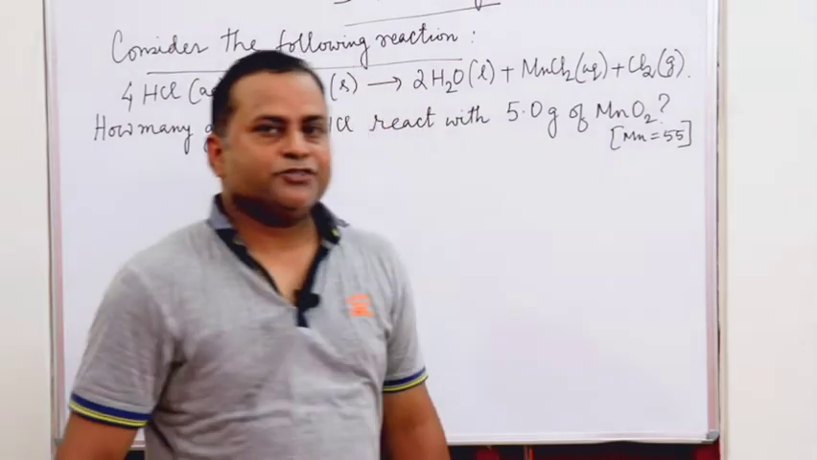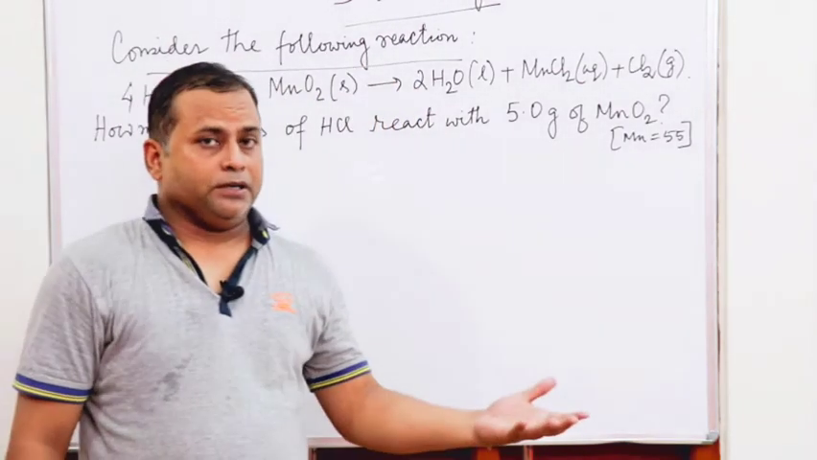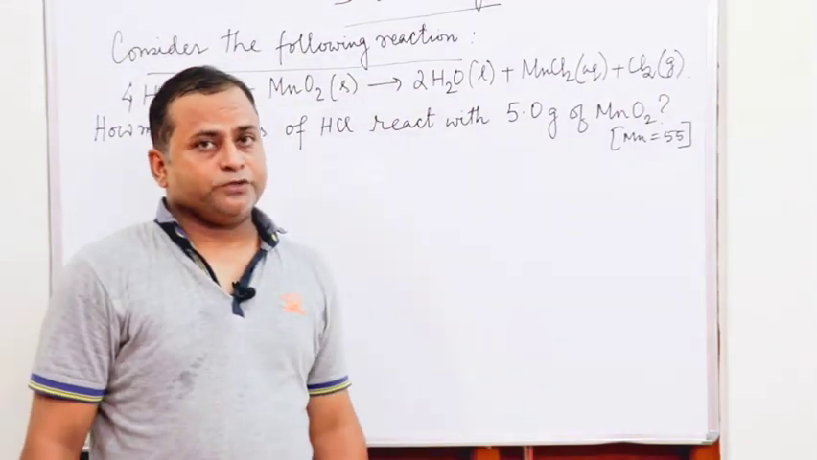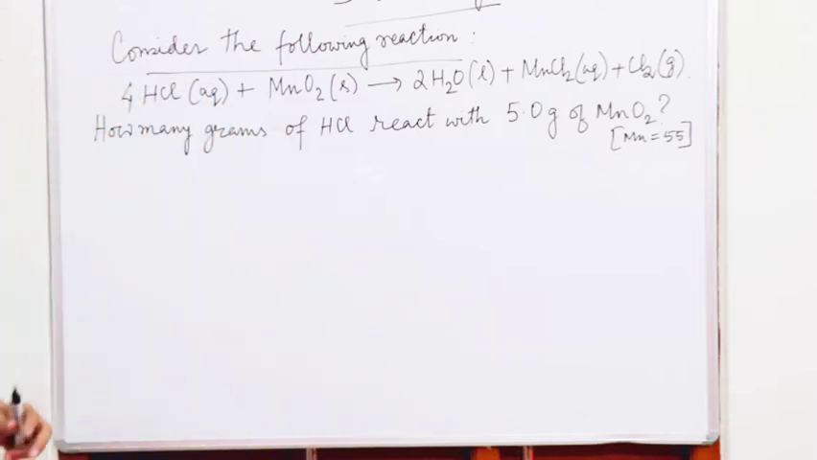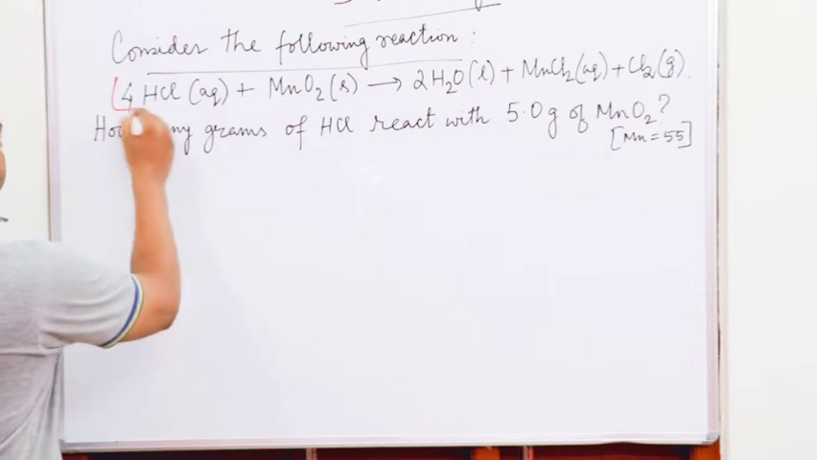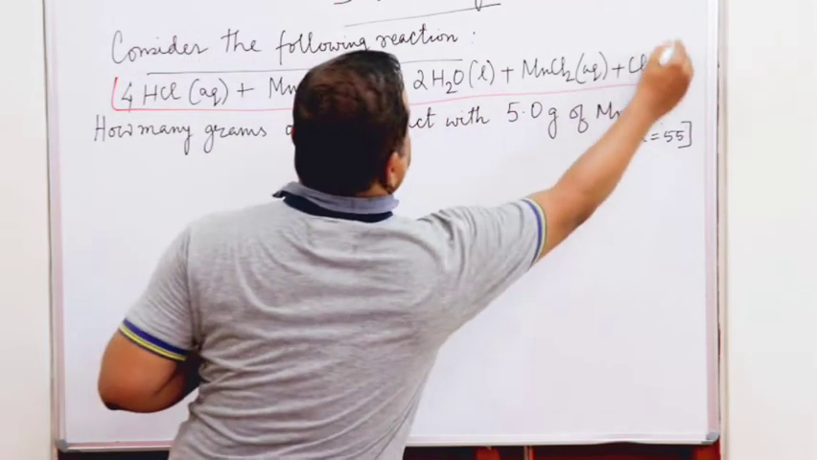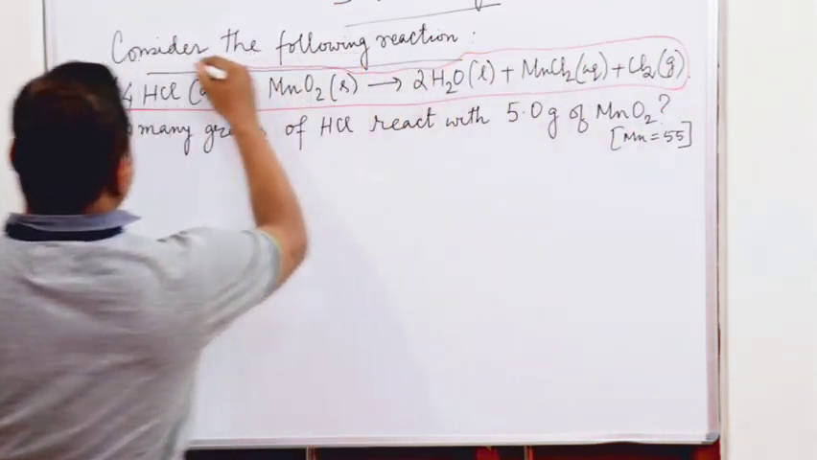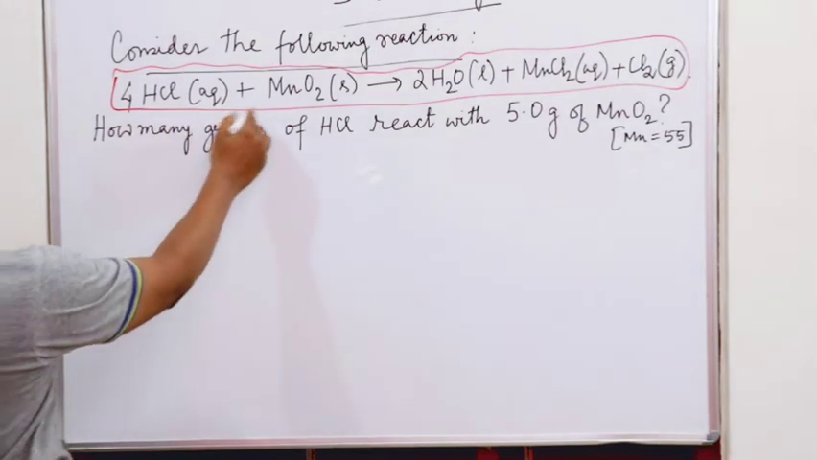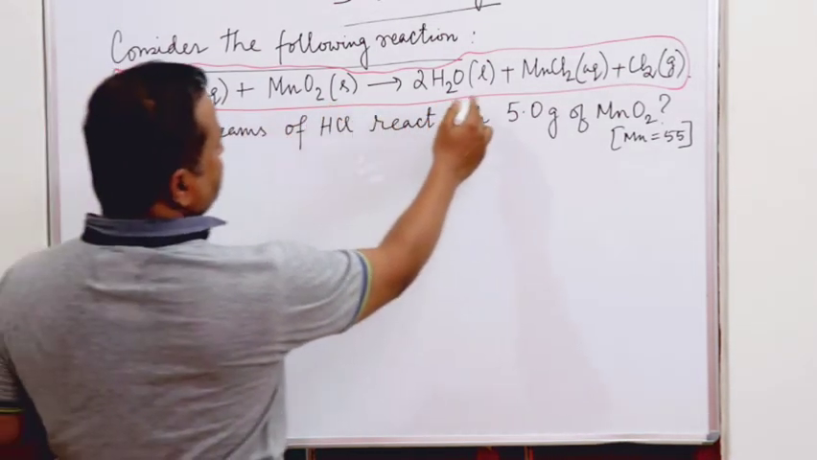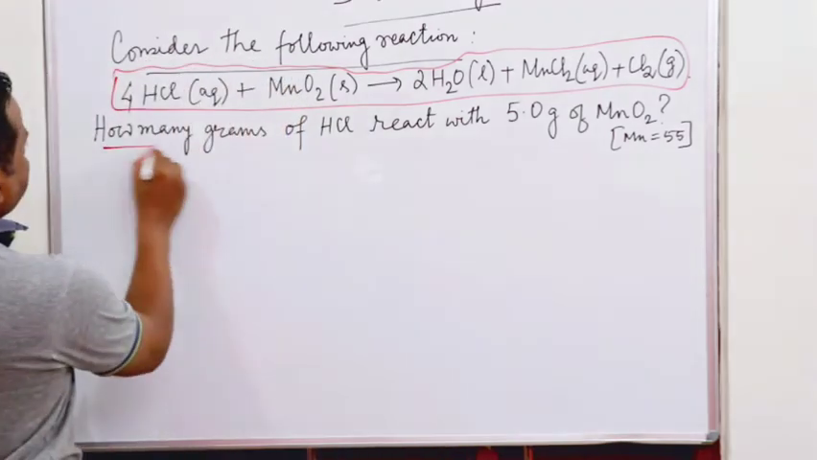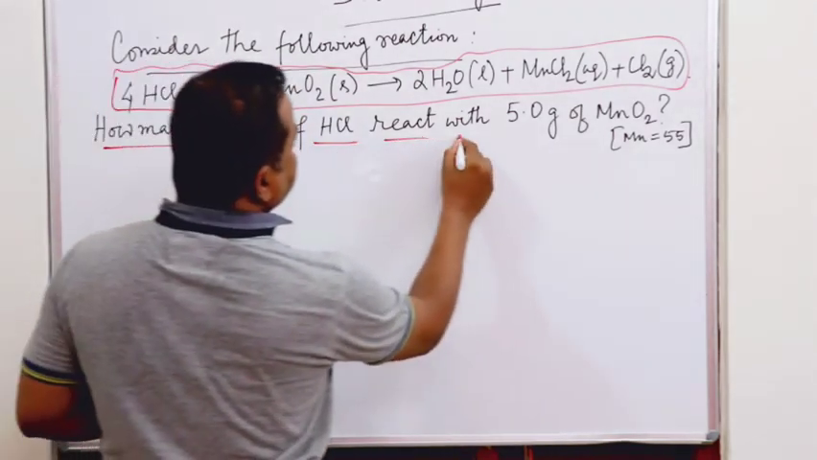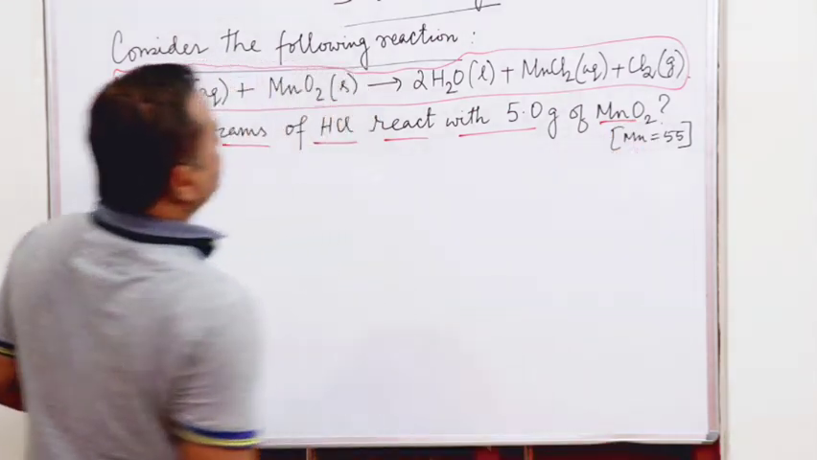So to understand stoichiometry or do calculation on stoichiometry, I have written a question here. The question is, consider the following reaction: 4HCl aqueous plus MnO2 solid gives 2H2O liquid plus MnCl2 aqueous plus Cl2 gas. How many grams of HCl react with 5 gram of MnO2?